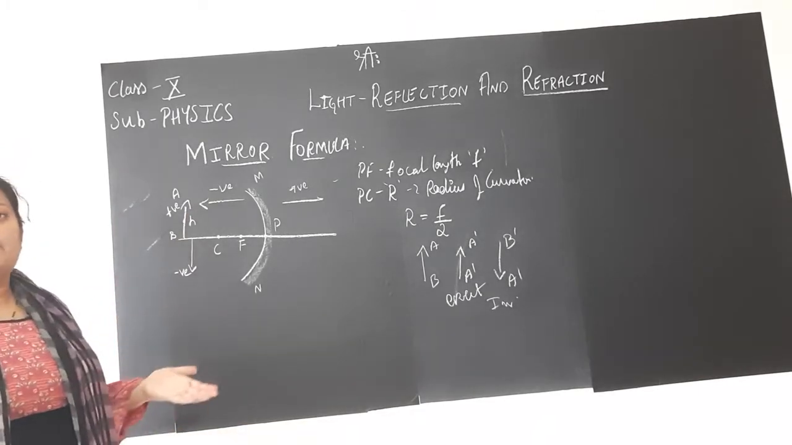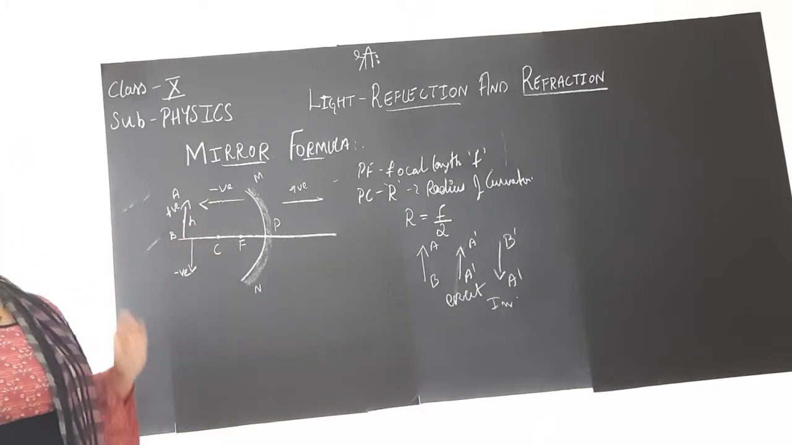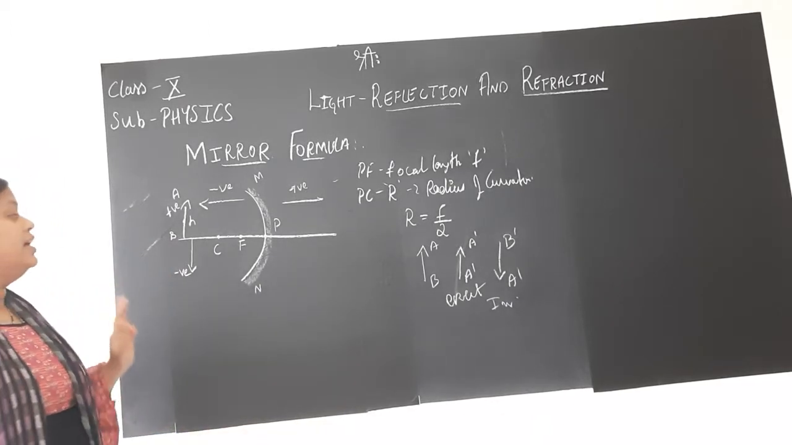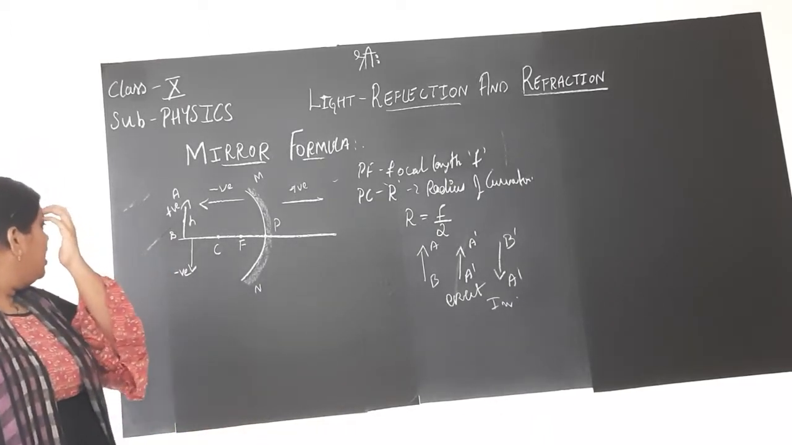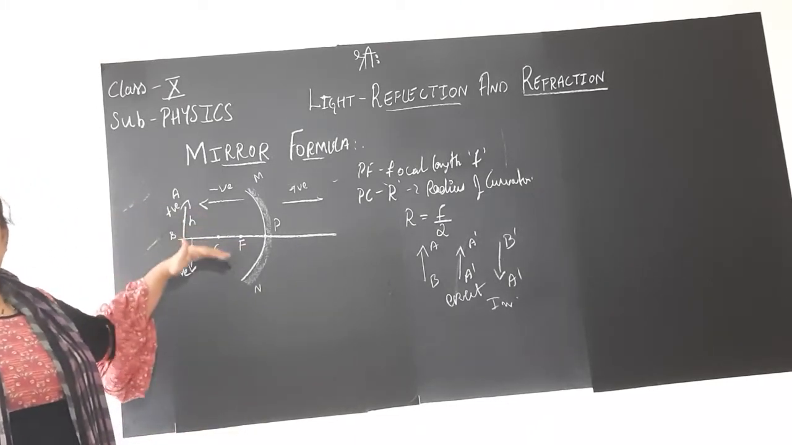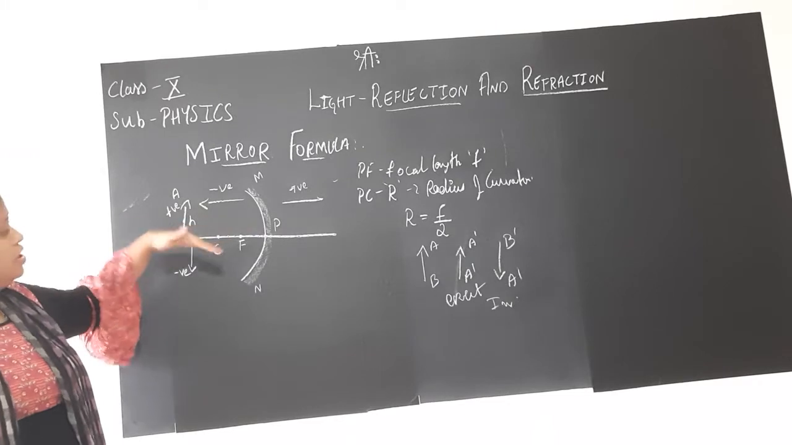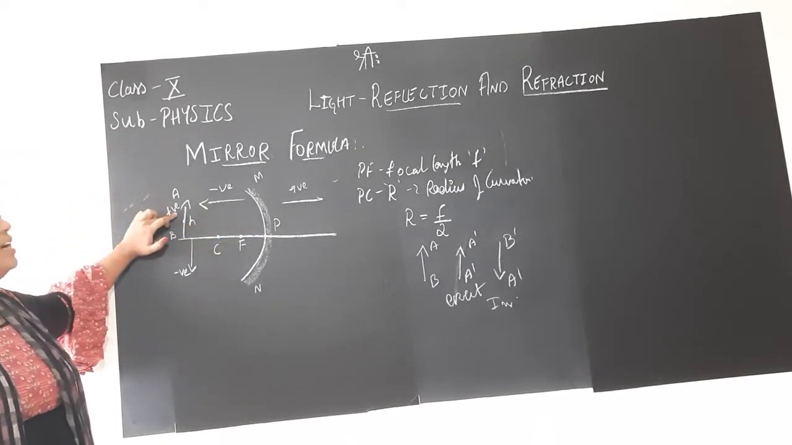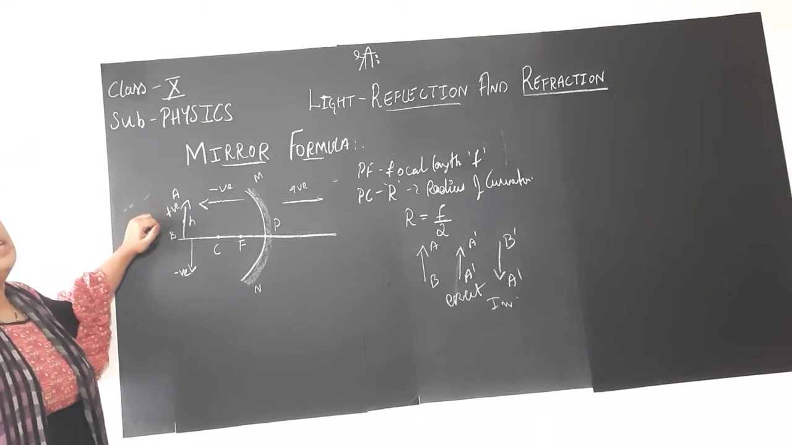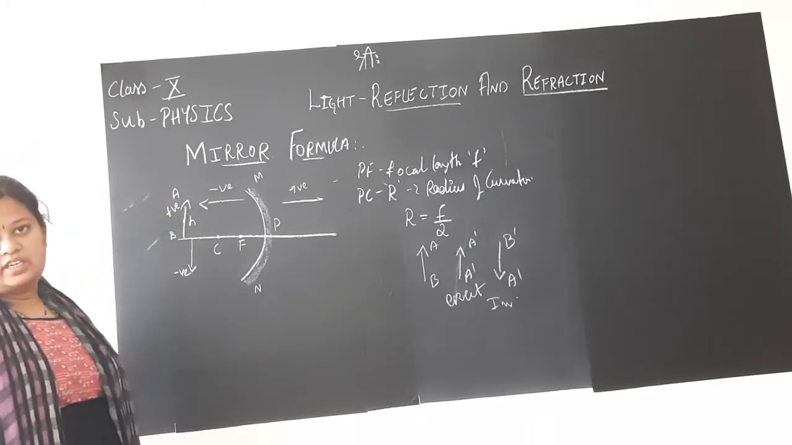Of course, the height of the image is represented by small letter h, children. So, in the sign convention we have studied, all the distances or heights which are measured above the principal axis are taken as positive. So, height of the object is always taken as positive.